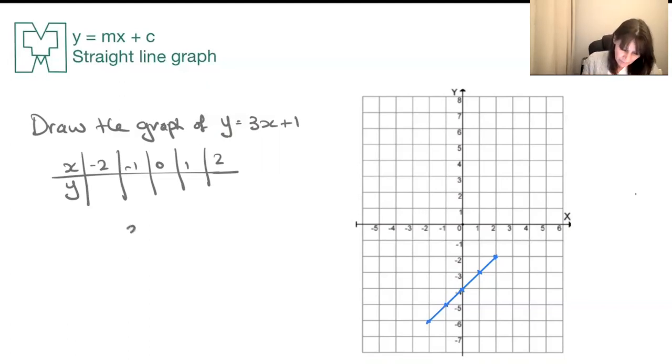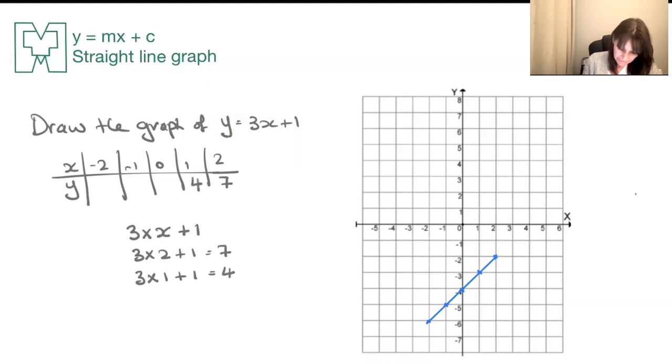My rule for working it out is going to be 3 times whatever the x number is plus 1. So let's go for it. Here, x is 2. So 3 times 2 plus 1 is 7. So 7 is going in there. Here, x is 1. So 3 times 1 plus 1 is 4.